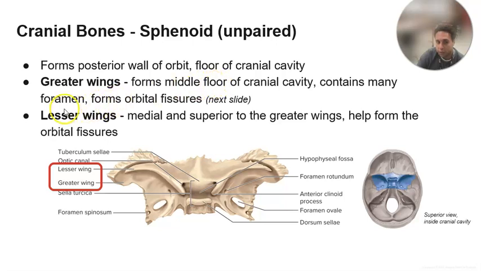It also has a lot of foramen and orbital fissures, which we're going to go over in the next slide. You can kind of see those foramen here. Again, foramen are holes; the more anatomical term is foramen. And then we have the lesser wings. So this is the lesser wing. Those are more medial and superior to the greater wings. Again, medial meaning more to the middle, superior meaning it's above the greater wing, and those help form the orbital fissures, which again, we're going to go over in the next slide.